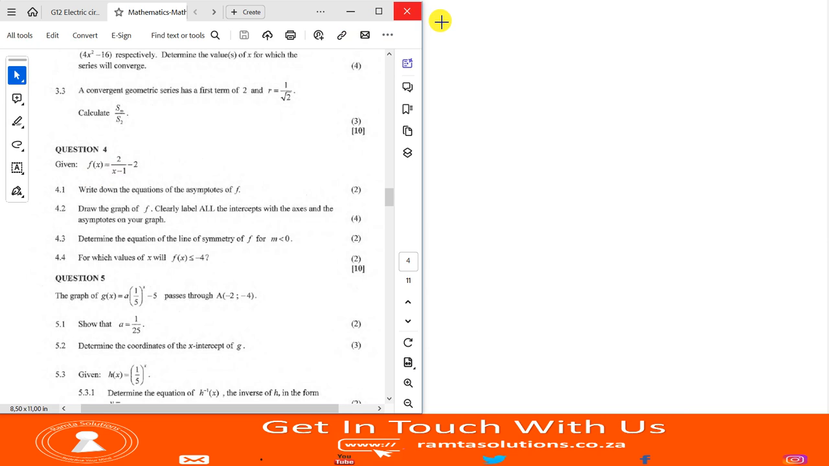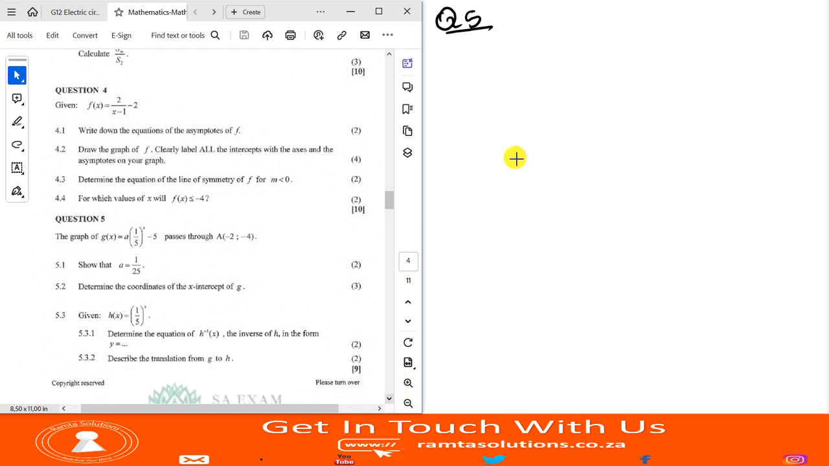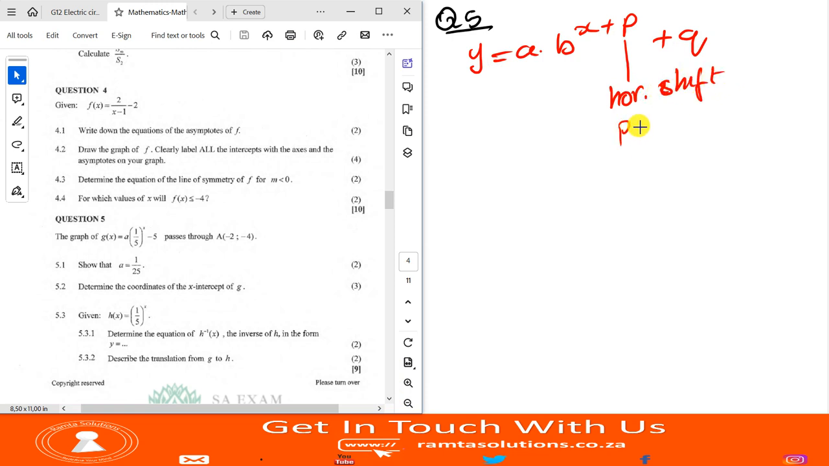Now, let's go to question 5. Question 5, we are given an exponential graph. So let me not talk much on it, but a summary that you need for exponential graphs is this. They come in the form y equals a times b to the x plus p, plus q. This p represents horizontal shift. So if p is positive, it'll shift to the left. And if p is negative, it'll shift to the right.